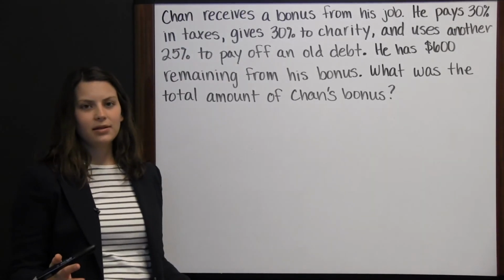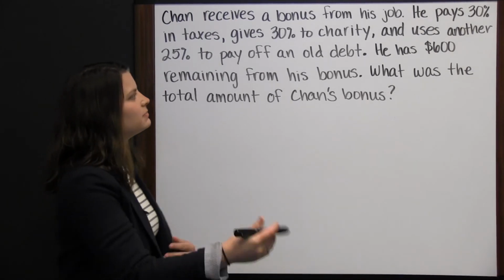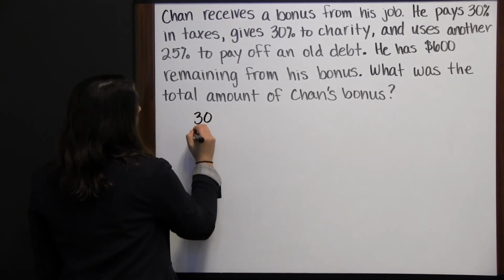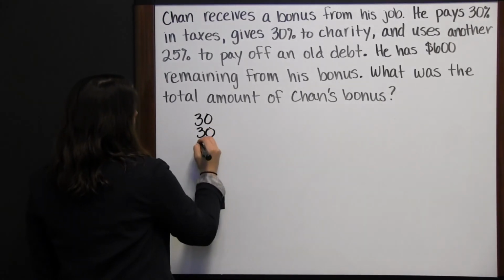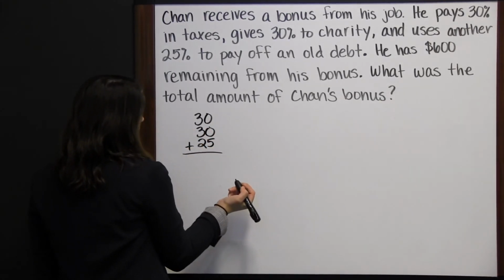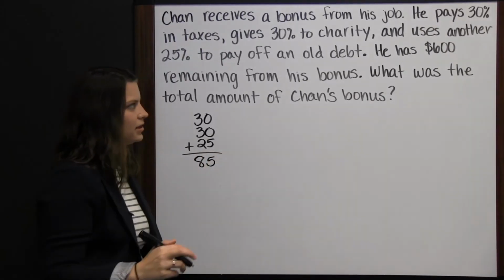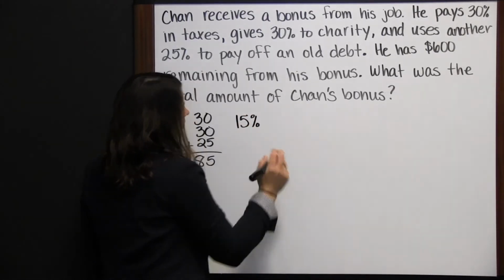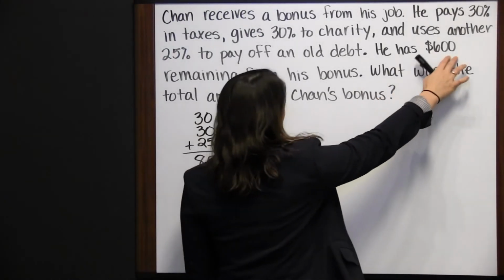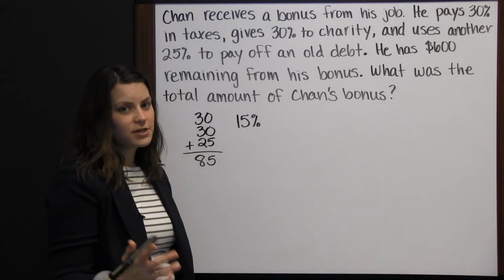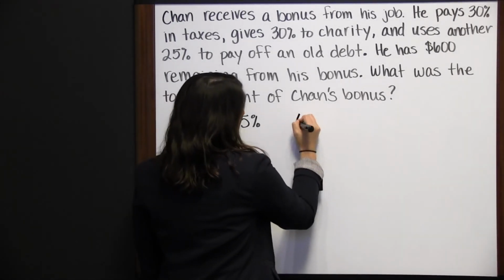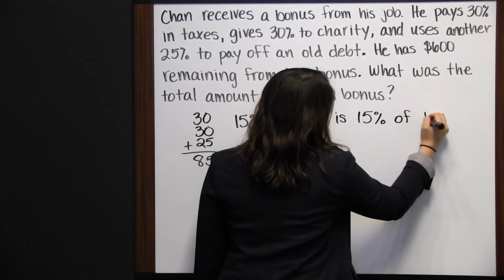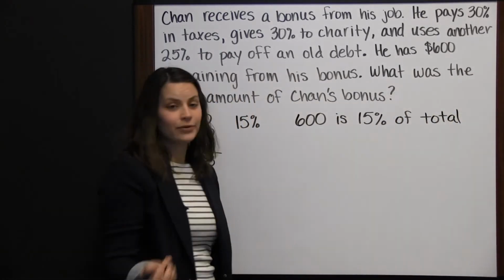First, I want to start with totaling the percentage that he spent or used, the percentage that is not left. So he pays 30% in taxes, gives 30% to charity, and uses the 25% to pay off an old debt. So that's a total of 85% that he has used, which means he had 15% left. And the $600 is the 15% of his total. $600 is 15% of the total amount of his bonus.